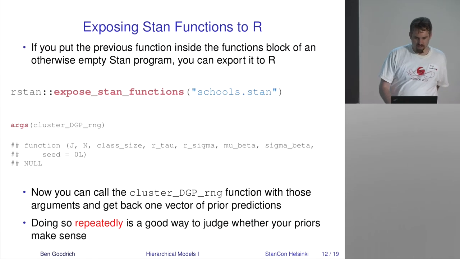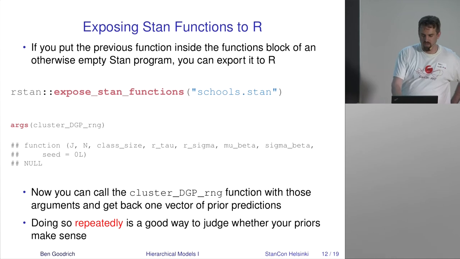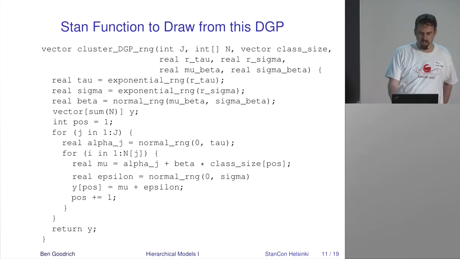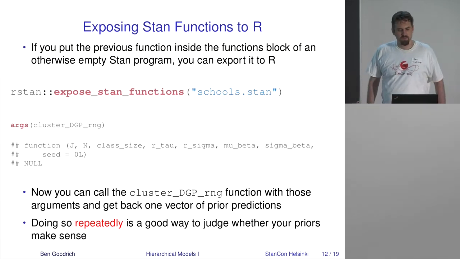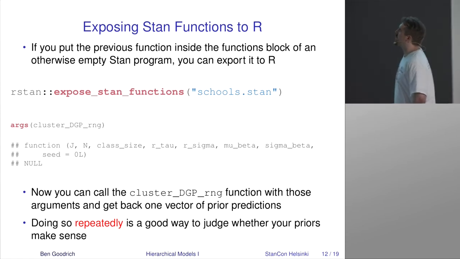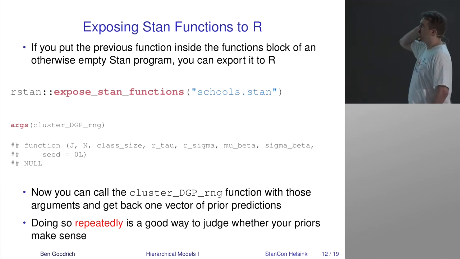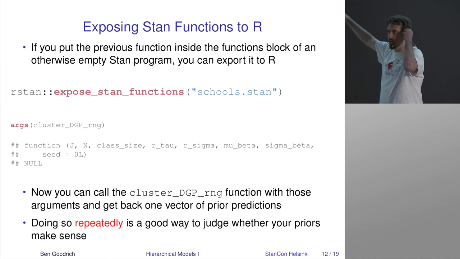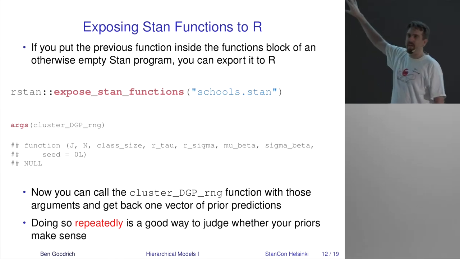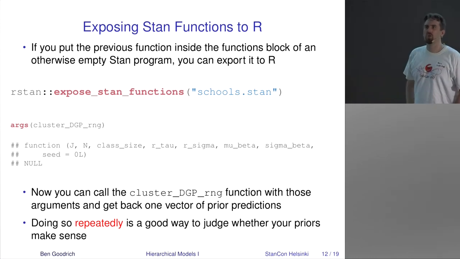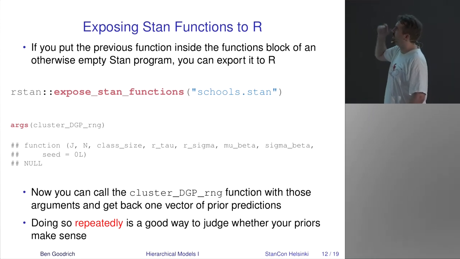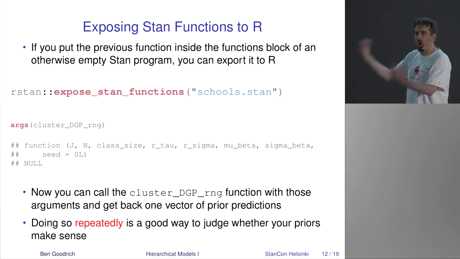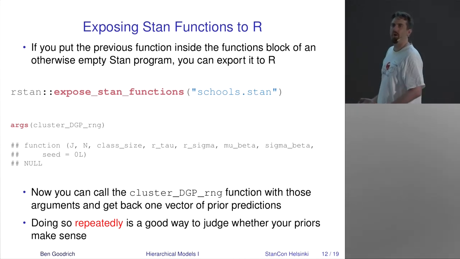Okay, making good time. So if you took this thing, and I have a copy of that, it'll end up on the website at some point, and you put that in a program called like schools.stan, you call expose_stan_functions, which is a function in the rstan package, it would compile just that function, and then it would make it exposed in R's global environment. And so you can see its arguments are the same as the arguments we specified in our function. You can actually call that function from R.